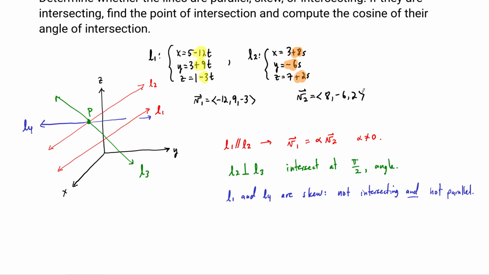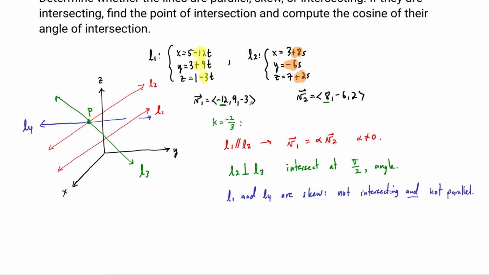We want to know, are these two vectors multiples of each other? What we have to do is look at the first components and figure out what the scaling factor must be. If we want to get from -12 to 8, we have to divide by 3 and then multiply by -2. So our scaling factor, I'll call it k, has to equal -2/3.